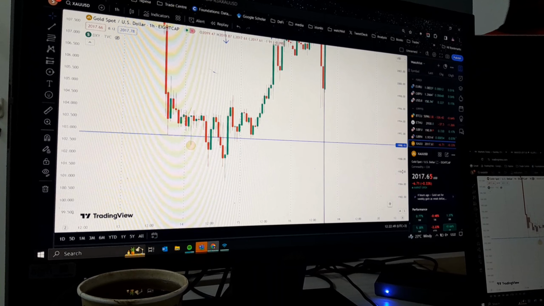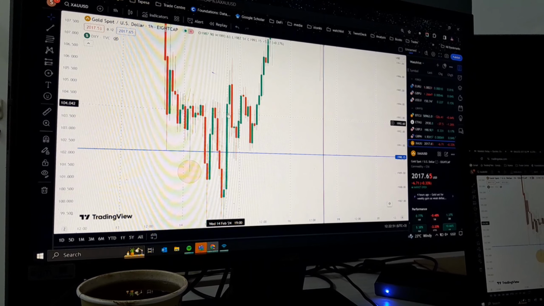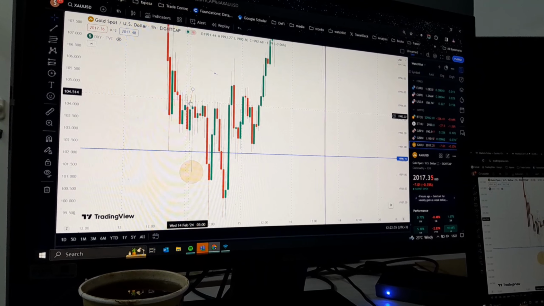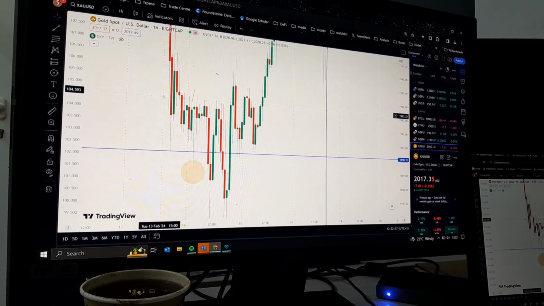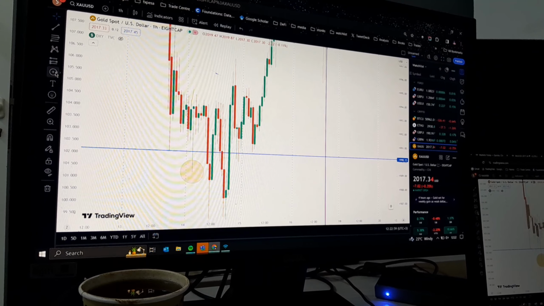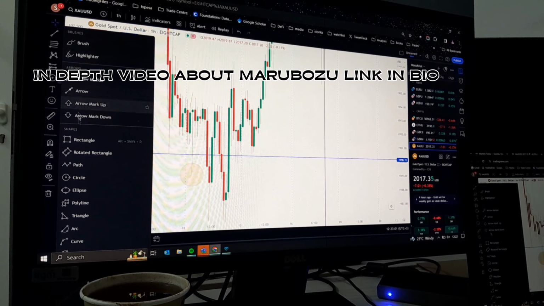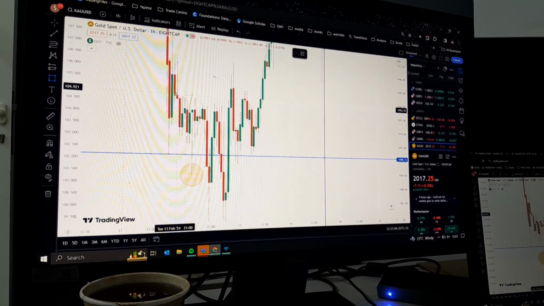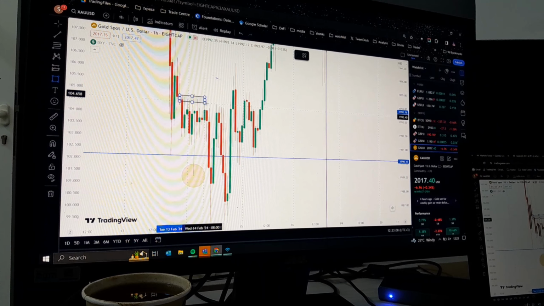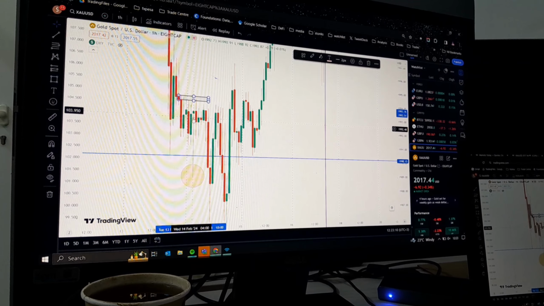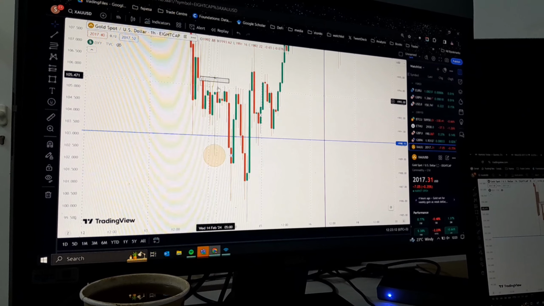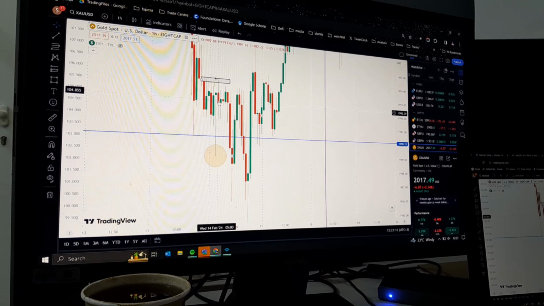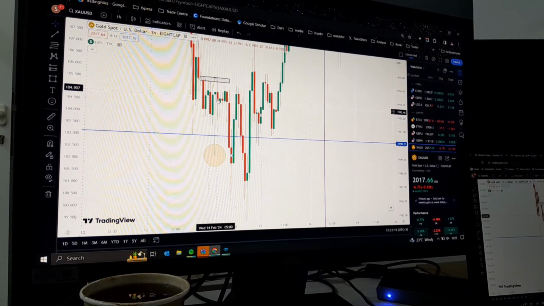So now when our inducement is taken out at this point right here, we look for our POI, which is a double marabuzo. From the previous videos, you now know what a double marabuzo is. This will be our double marabuzo at this point. We find a 1 hour tapping, a 1 hour rejection on this red candle.